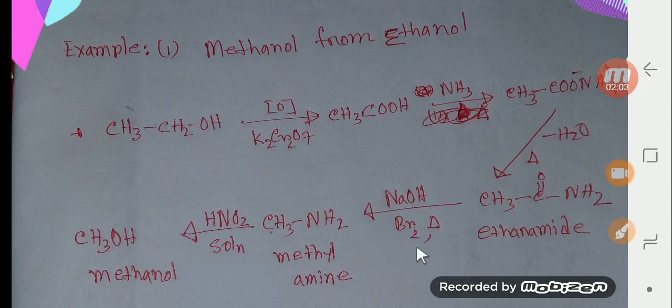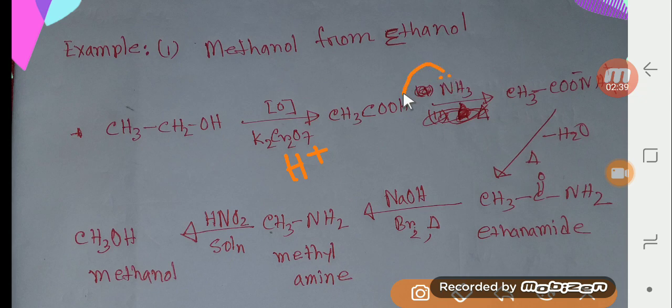Then we'll apply the Hofmann degradation reaction, and we'll get one carbon less, right? So what we'll do is oxidize ethanol with potassium dichromate and sulfuric acid, right? Then at first you will get ethanoic acid. This is ethanoic acid, and ethanoic acid will react with ammonia, right?